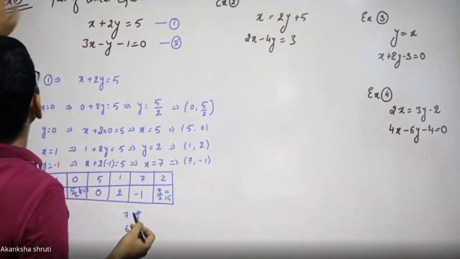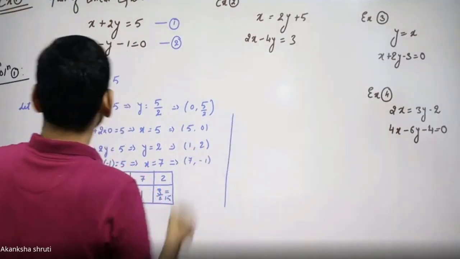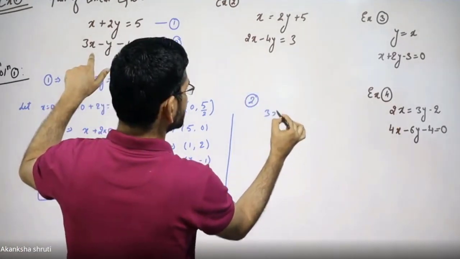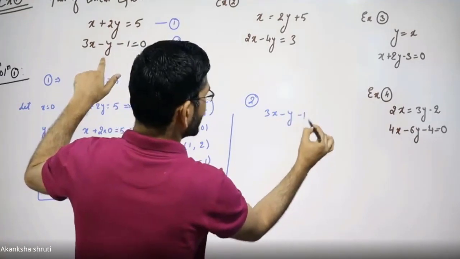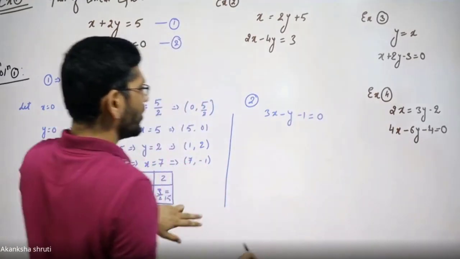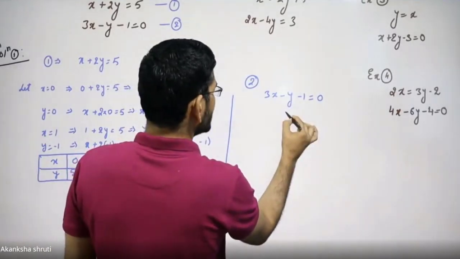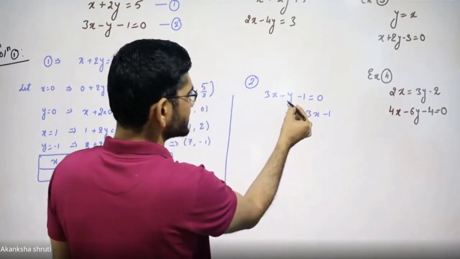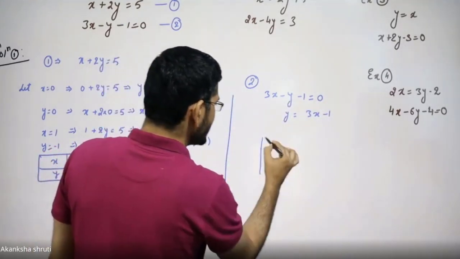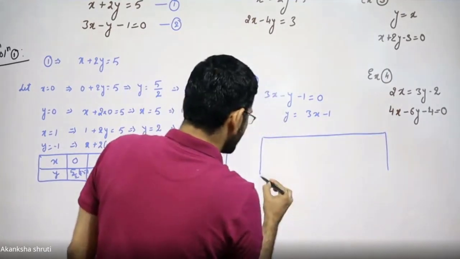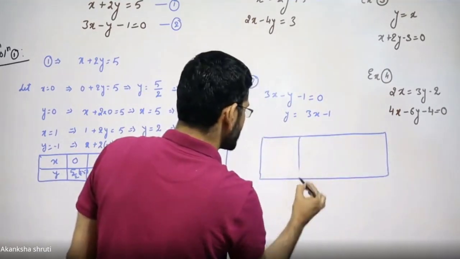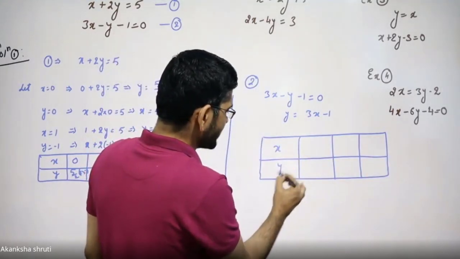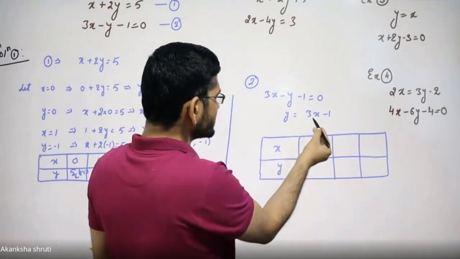So let us do it quickly. For the second equation, our equation 2 is like this: 3x minus y minus 1 is equal to 0. Or students, you may rearrange it: y is equal to 3x minus 1. You may rearrange it, keeping y on one side, and directly you can tabulate 3 or 4 solutions. So let me tabulate quickly. Let us take the x value, then the y value here. Let us take x is equal to 0.